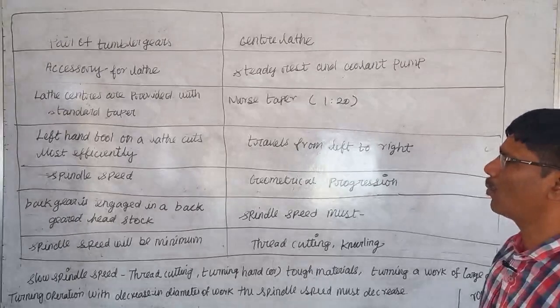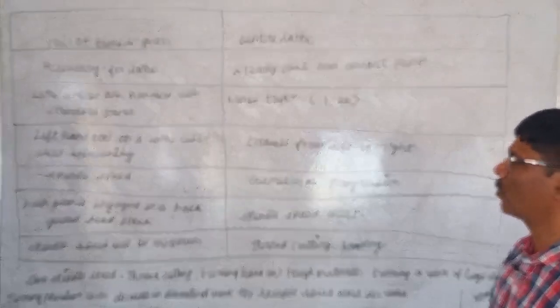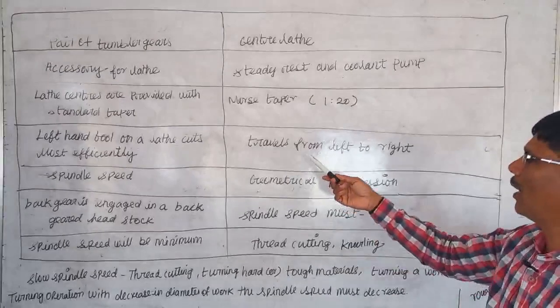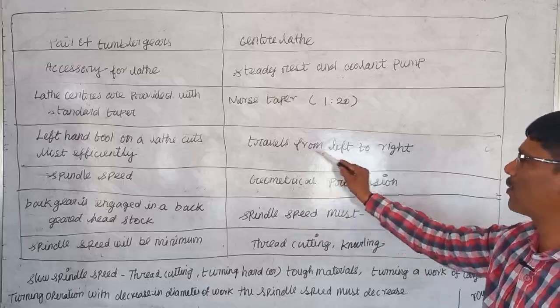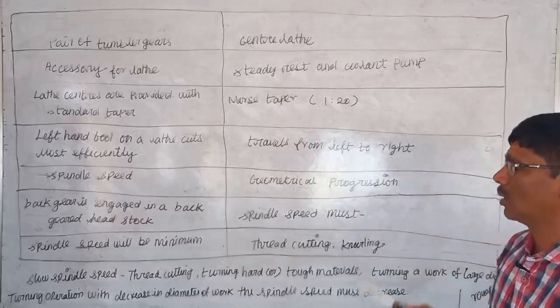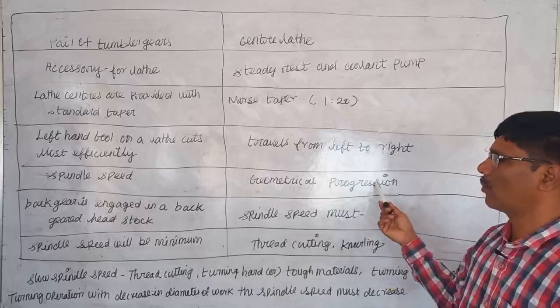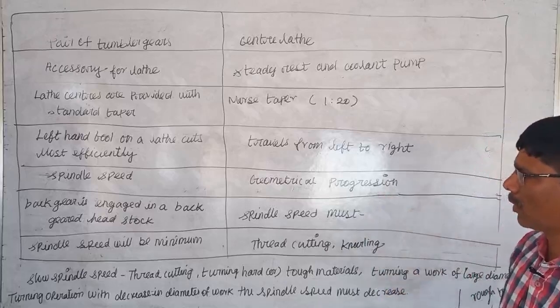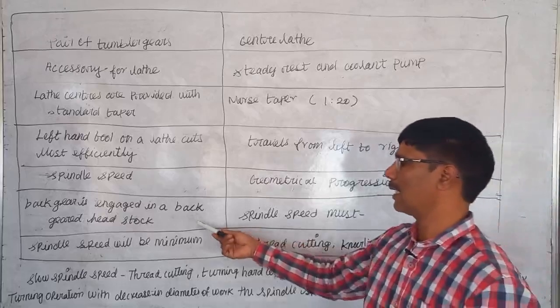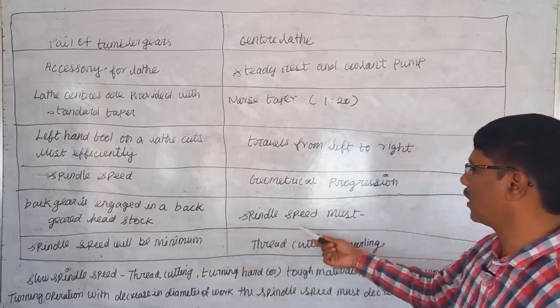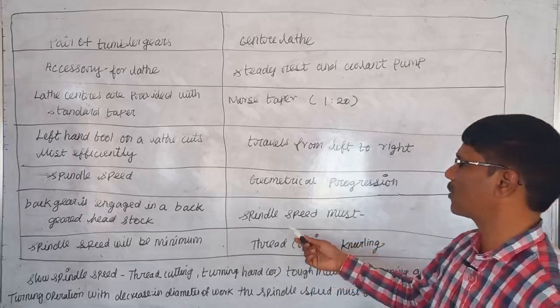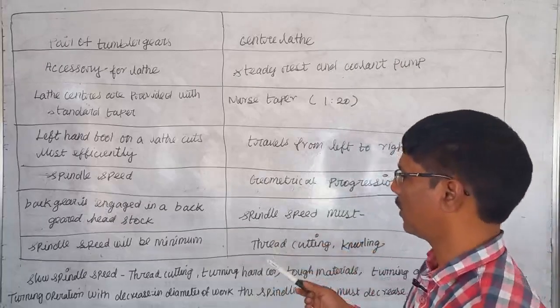Left hand tool. What do you mean by a left hand tool on a lathe? A left hand tool cuts most efficiently when it travels from left to right. Spindle speed: the spindle speeds are usually available in geometrical progression. That is an important question from the competitive examination point of view. When the back gear is engaged in the headstock, then the spindle speed must decrease. That is the thing you have to remember.